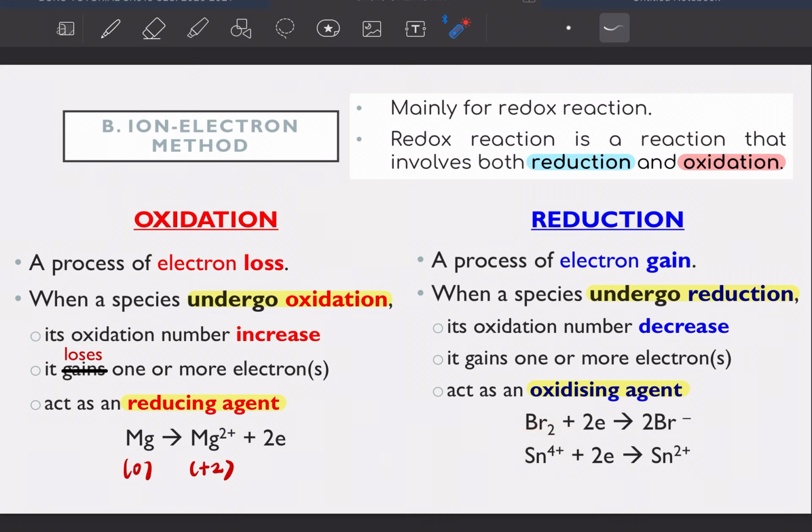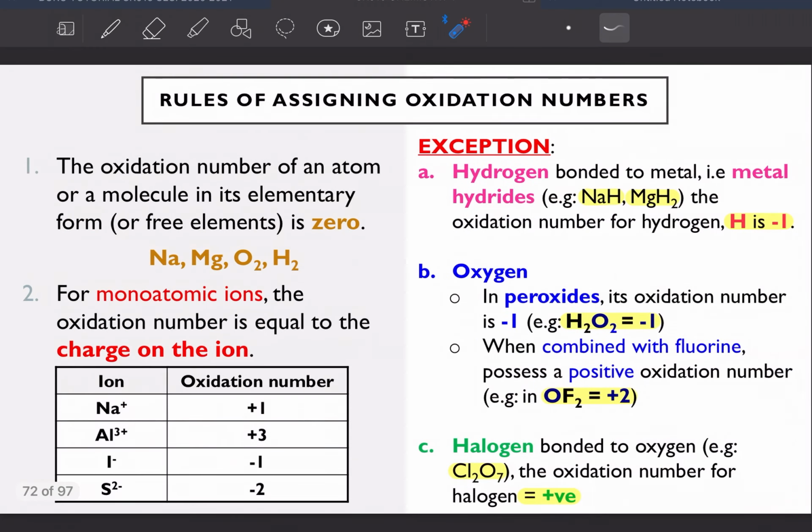Okay, so before we go into ion electron method, we need to know how to assign your oxidation number. Okay, because when you know how to assign your oxidation number, you will know whether your element tu dia undergo oxidation atau reduction. Alright, so let's look here, okay, at the rules of assigning your oxidation numbers for your elements, your molecules, okay, whatever.